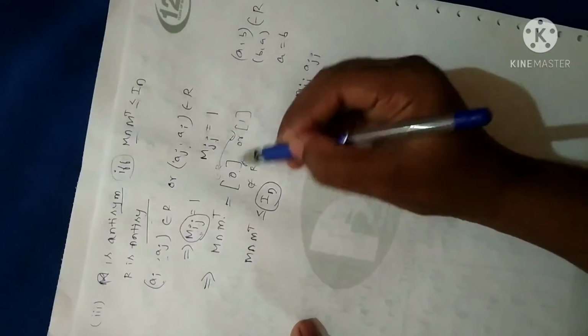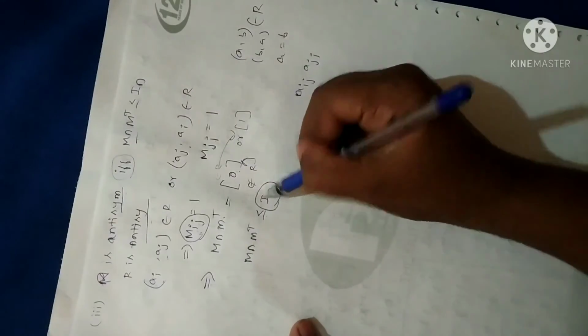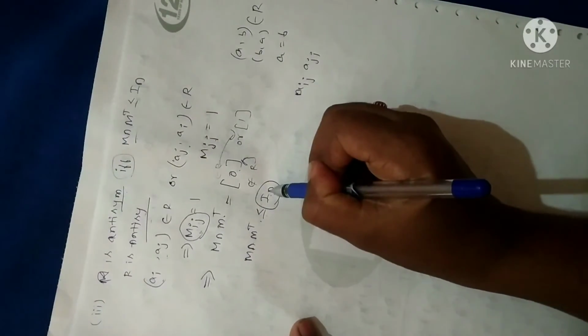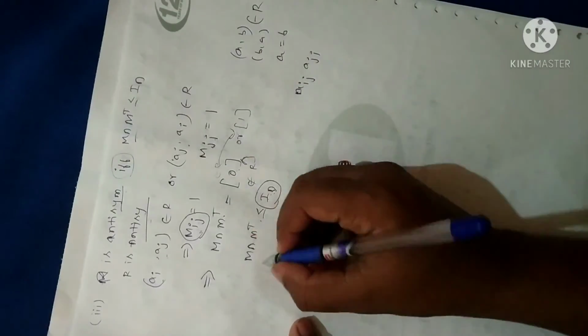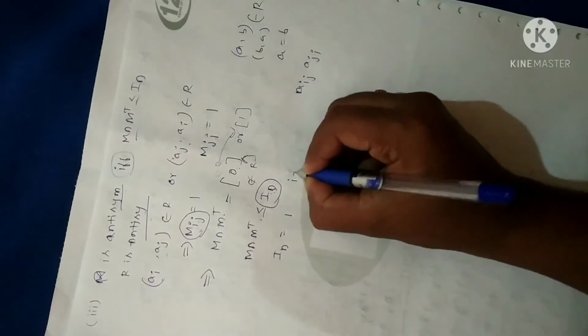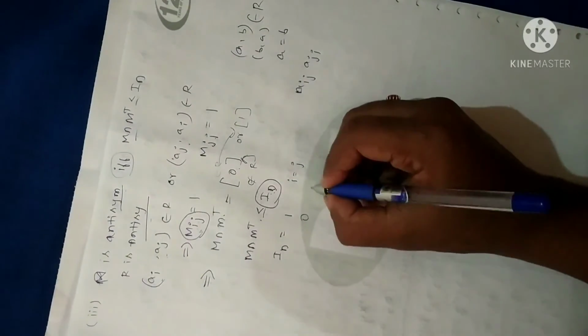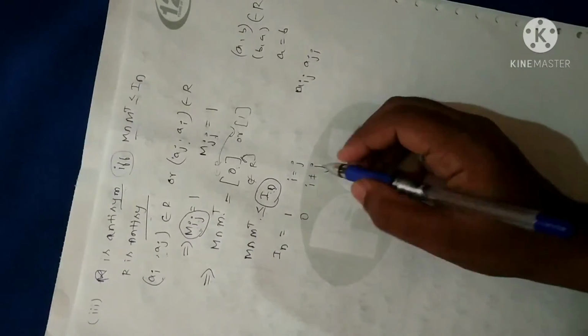Why? Because we are going to get zeros and ones in the identity matrix. Either it may be equal to the identity matrix or it may be less than the identity matrix, since we are talking about antisymmetry. Clear? Now, what I have told is, In is an identity matrix. It takes 1 when i is equal to j, and 0 when i is not equal to j. This is what we have told, right?